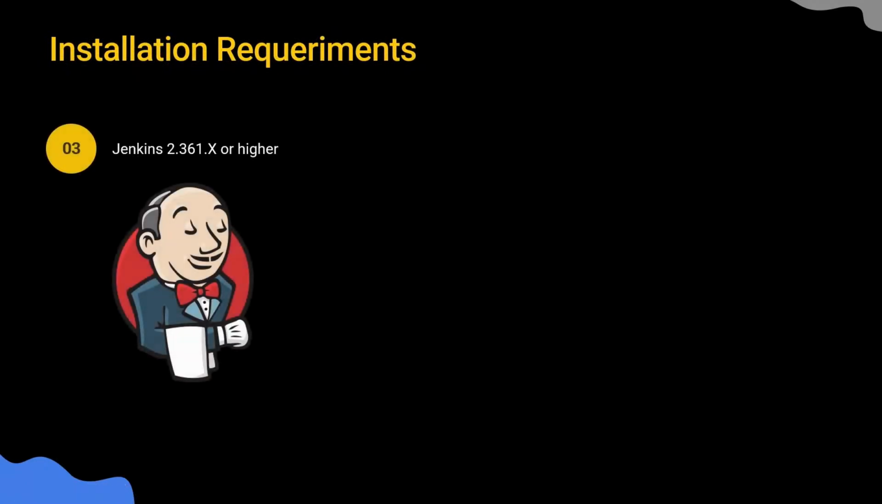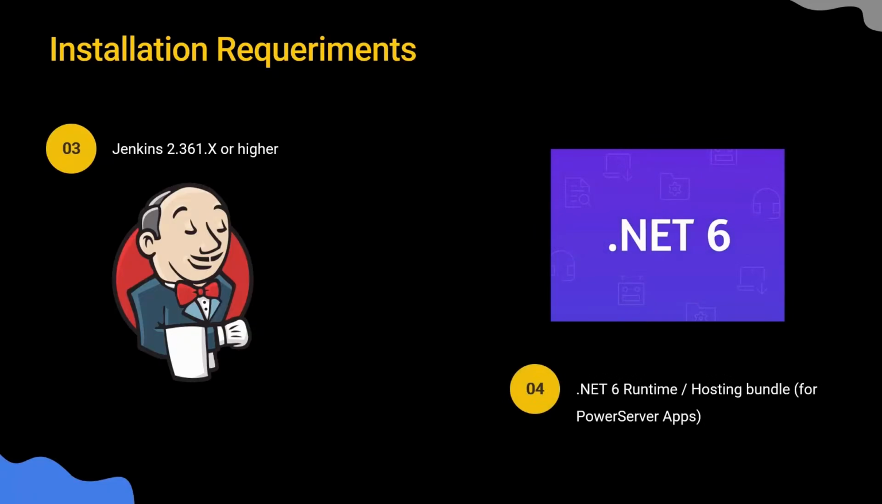Optionally, the application manager can choose Jenkins as a tool to perform their deployments and later take advantage of the other automation options that Jenkins provides. And to publish PowerServer applications, you must first install the .NET 6 runtime, and if you also want to host these applications in IIS, for example, you must install the .NET 6 hosting bundle.